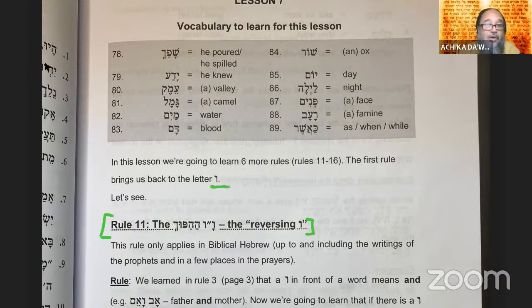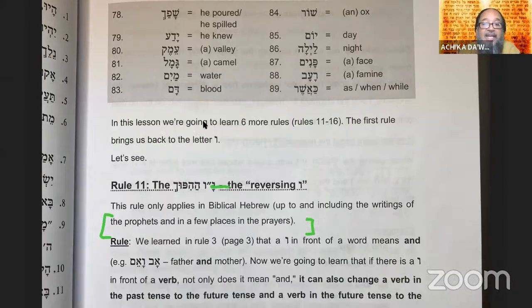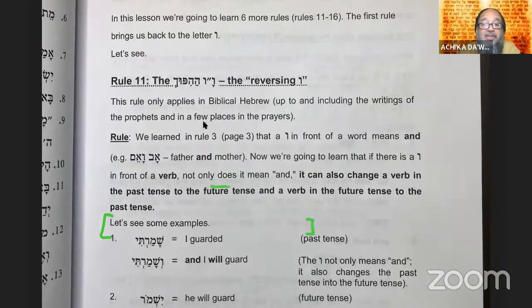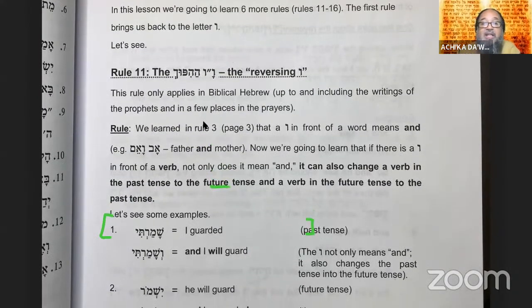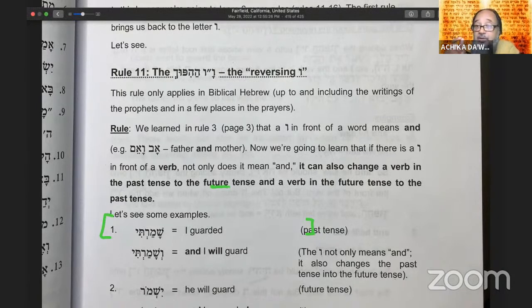Okay. So the word wa, or the letter wa, the consonant wa, has to do with the idea of saying and, a conjunction. But today, rule number 11 is going to tell us how this wa actually works as a tool, okay, to reverse a verb tense from that which is in the present to the past, or that which is in the future to a past tense, or that which is in the past to a future tense. Okay, so I'll read it.